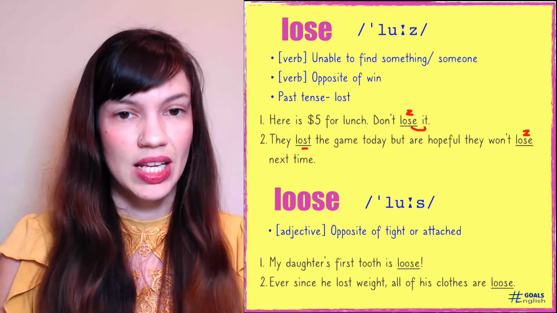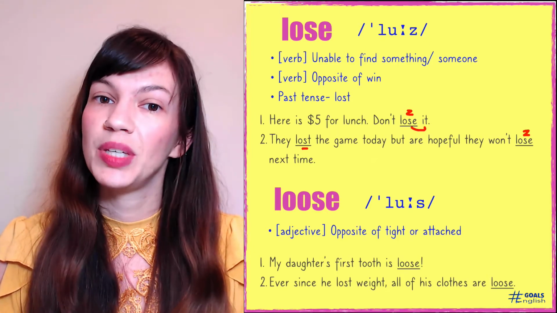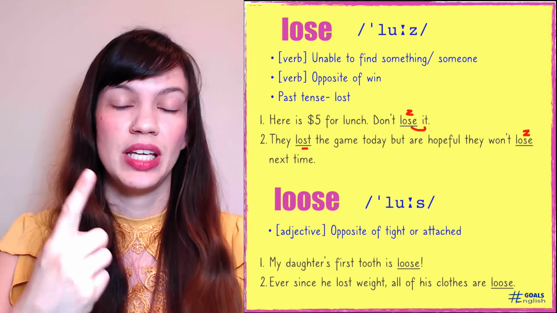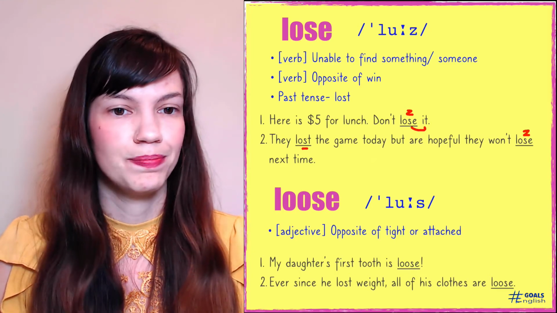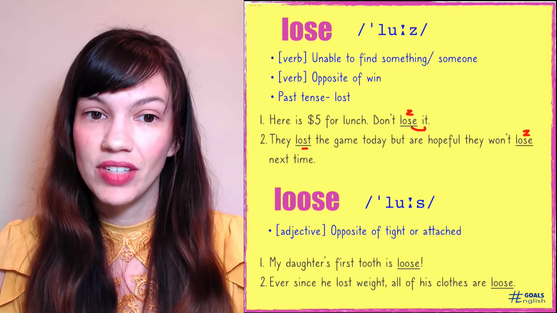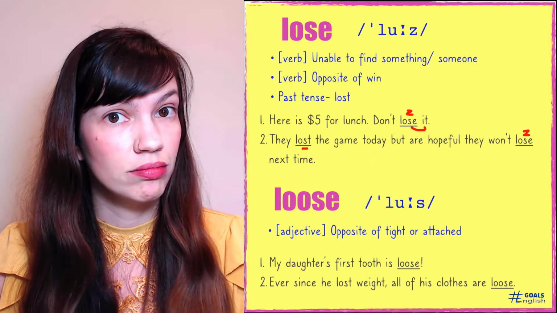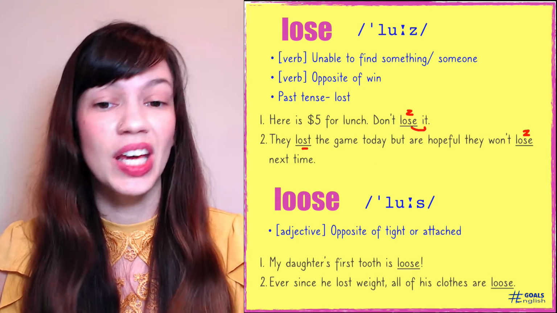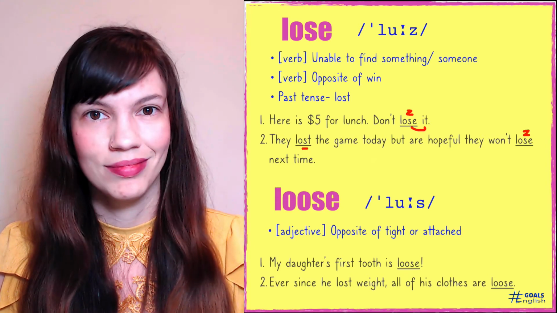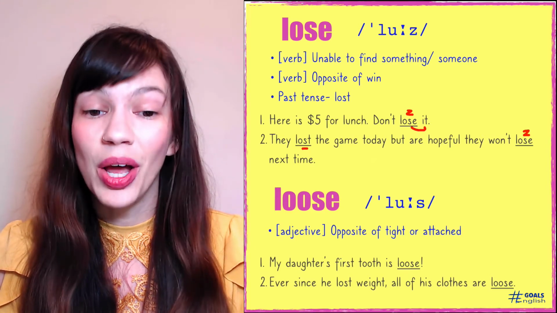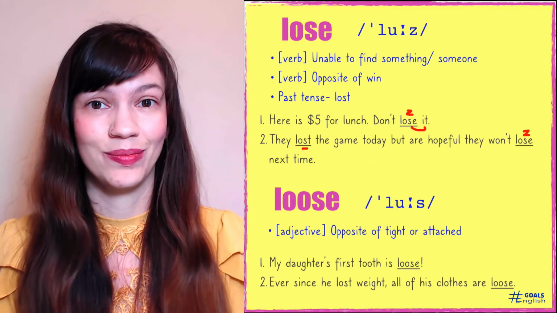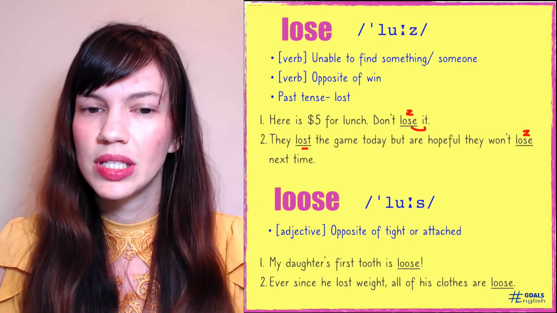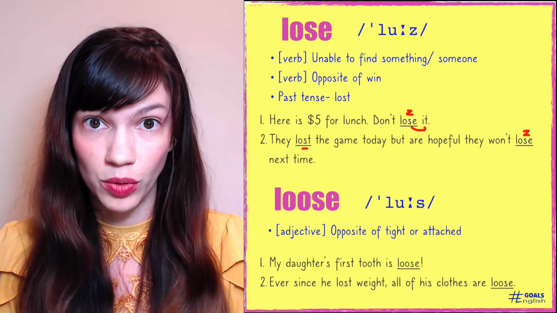So let's read through these sentences one more time. Be sure to repeat and listen not only for pronunciation, but stress and intonation. Here's $5 for lunch. Don't lose it. They lost the game today, but are hopeful they won't lose next time. My daughter's first tooth is loose. Ever since he lost weight, all of his clothes are loose.